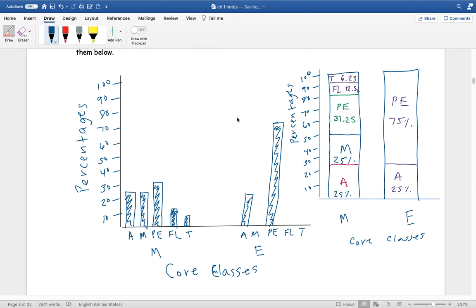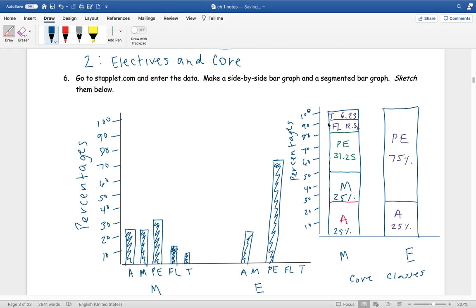Okay, so that is a side-by-side bar graph. Make sure you put your y-axis and your x-axis. What do these represent? Here, my x-axis represents my core classes. And then on the side here, my y-axis represents percentages. So 10%, 20%, and so forth. Here is a segmented bar graph. It's going to be out of 100%.